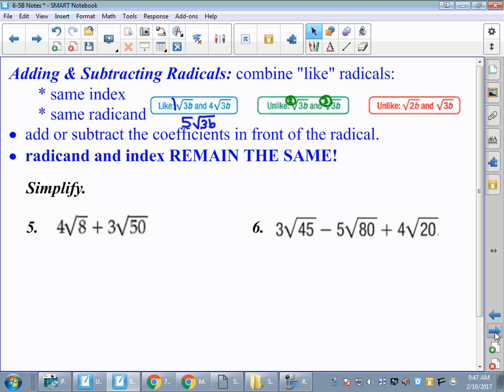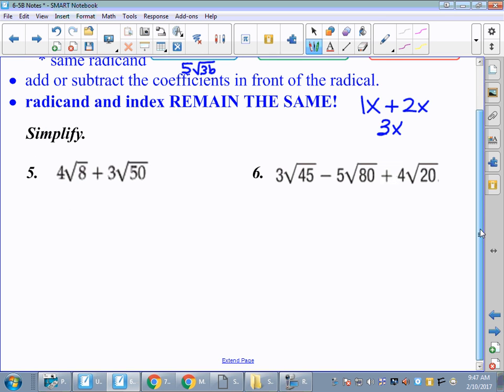I like to relate this to variables. If I have an x and I'm adding 2 more x's to it, I can do that. I'm putting them together and calling them 3 x's. If one of those x's was squared, we can't put them together. If one of those x's was a y, we can't put them together. So only like things, they have to be exactly alike.